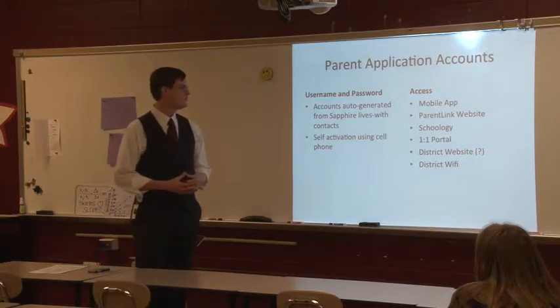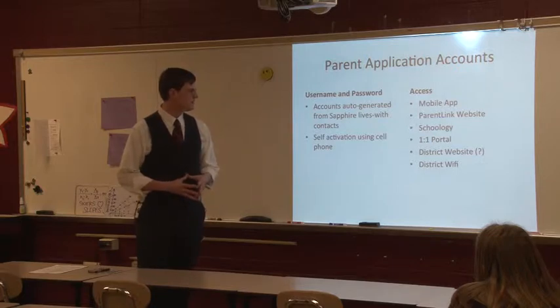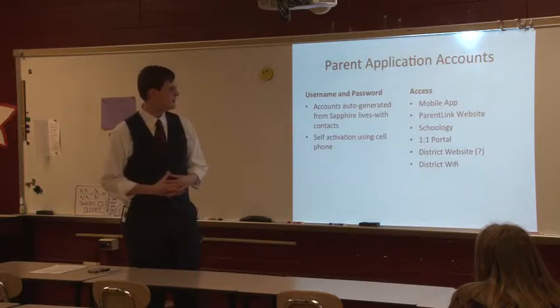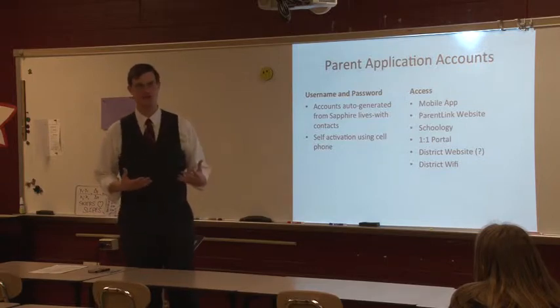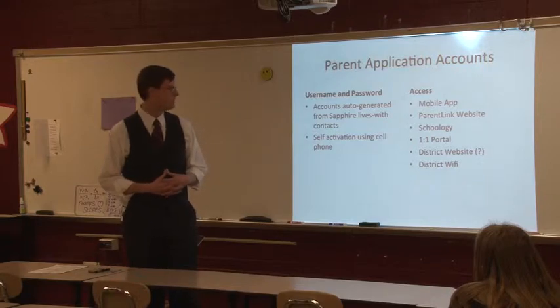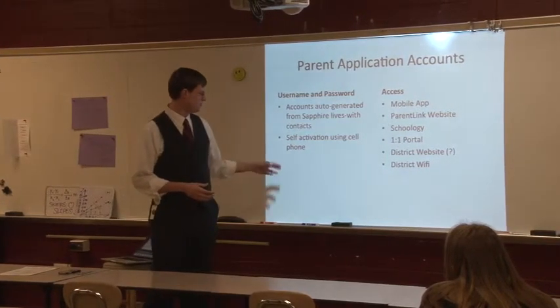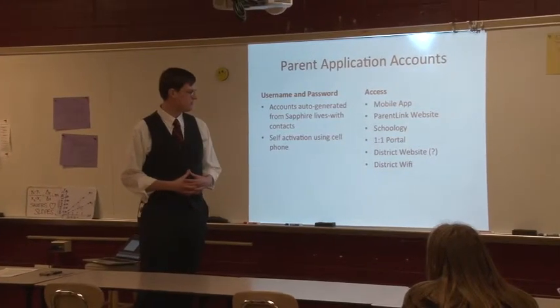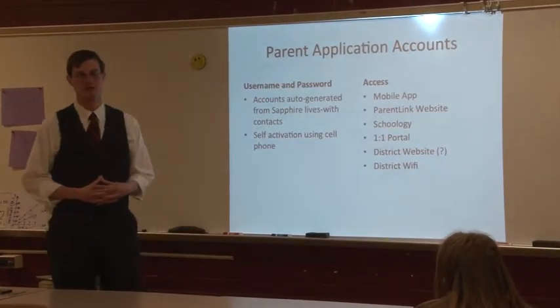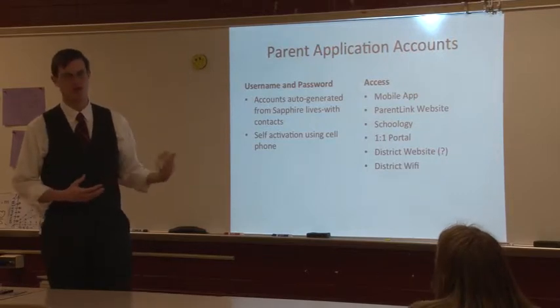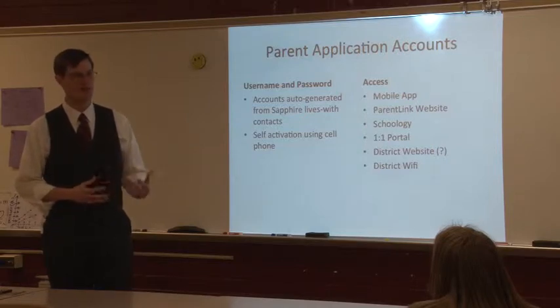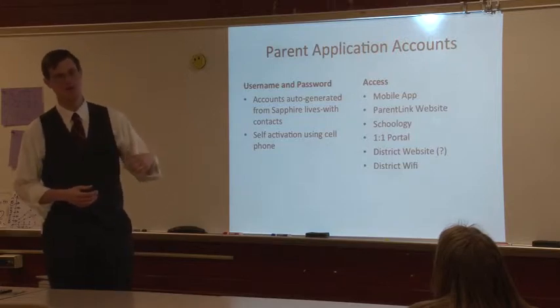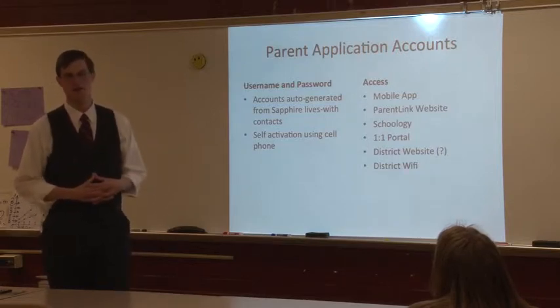So what we're planning to do is auto-generate a username out of the Sapphire Lives With contacts. That's anybody in the student's primary household, generate a username for them and mail that home. The process is a little bit easier than the Sapphire setup, and it's really just a self-activation with a cell phone. You'll go to a website, enter your username, and it's already going to know the cell phone that's associated with that parent account from Sapphire. It texts you a 4 or 6-digit PIN. You re-enter that, and that's how you authorize the account for yourself.